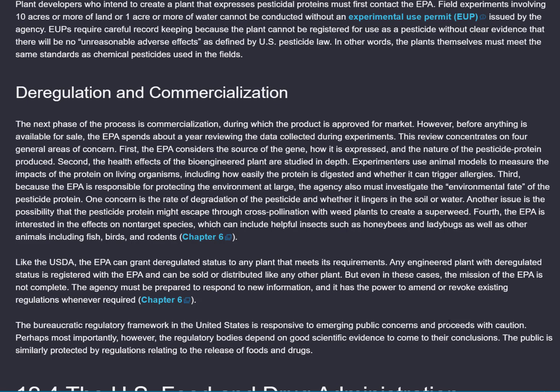EUPs require careful record keeping because the plant cannot be registered for use as a pesticide without clear evidence that there will be no unreasonable adverse effects as defined by U.S. pesticide law. In other words, the plants themselves must meet the same standards as chemical pesticides used in the fields.